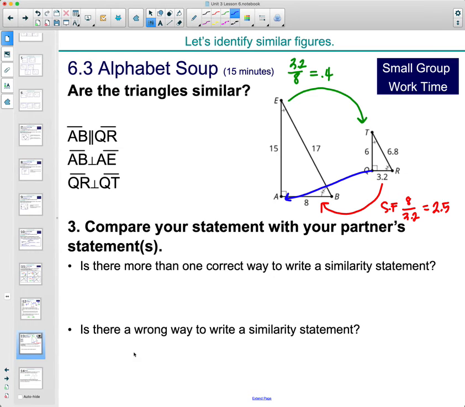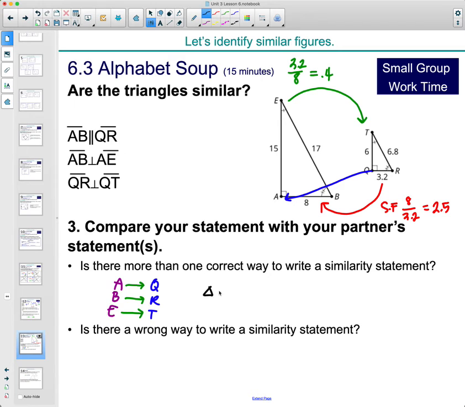Is there a wrong way to write the similarity statement? When we're talking about different ways to write the similarity statement, you just have to line up the correct angles. If we're taking a look at this first triangle, A, B, E, when we do the similarity statement, we have to line up the corresponding angles. So we have to go in the same order. A goes with Q, B goes with R, and E goes with T. You can write your similarity statement however you want, as long as those go in the same order.